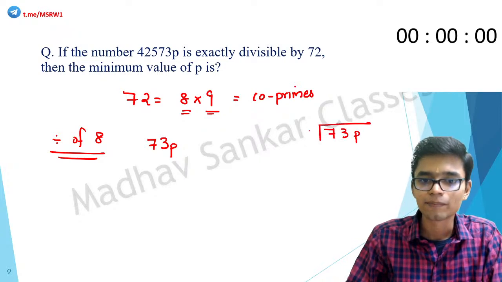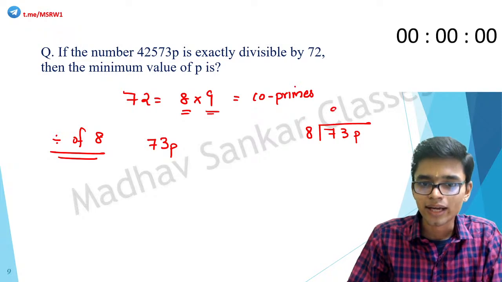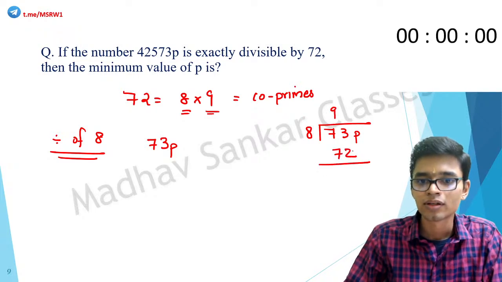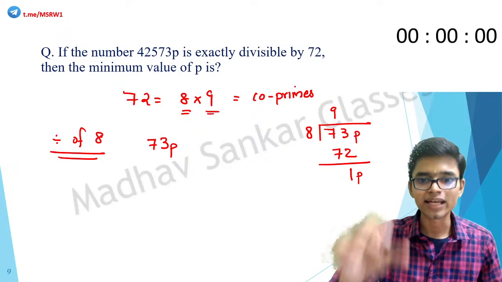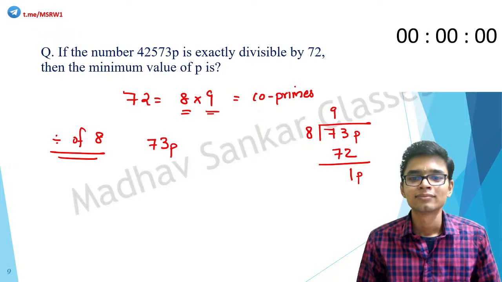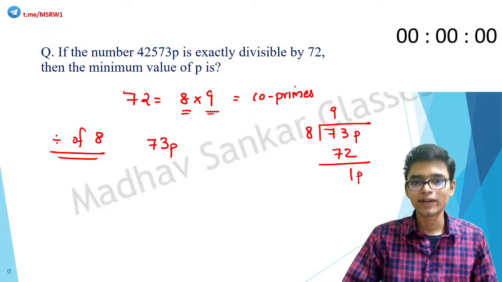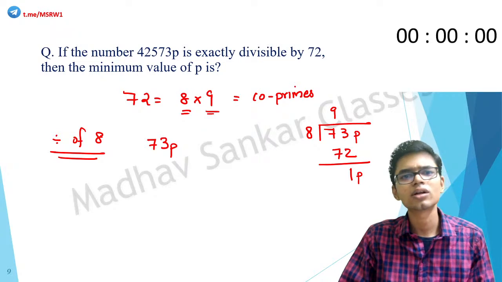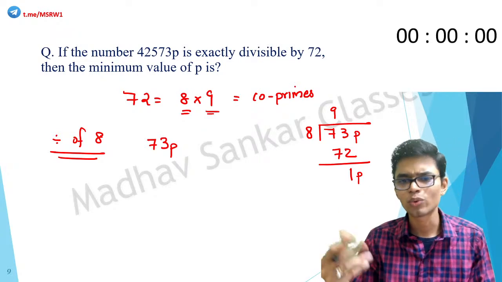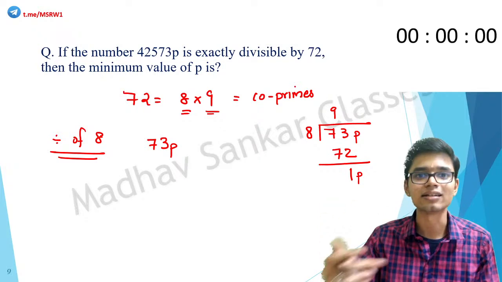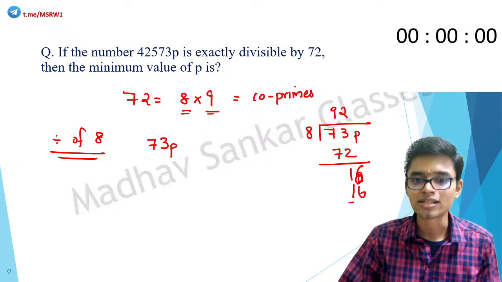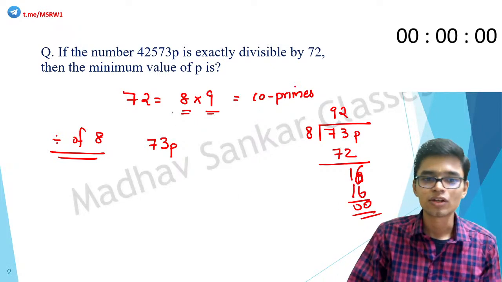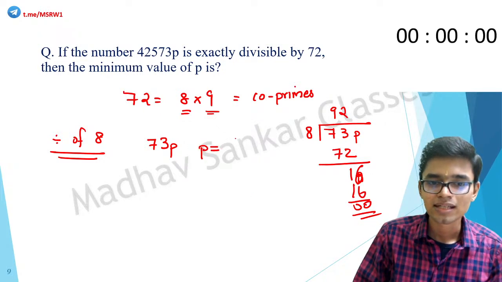73p divided by 8. 9 8s are 72. The balance is 1, so the remainder is 1. And now I have p. What is the value of p that I can put here so that this will be exactly divisible by 8? Can I put p as 1 here? If I put p as 1, then it will be 11, right? So 11 is not completely divisible by 8. Then p is 2, 12, no, 13, no, 14, 15, 16, yes. So if I put p as 6 here, then 2 8s are 16, perfectly divisible, no remainder. So the value of p is equal to 6.